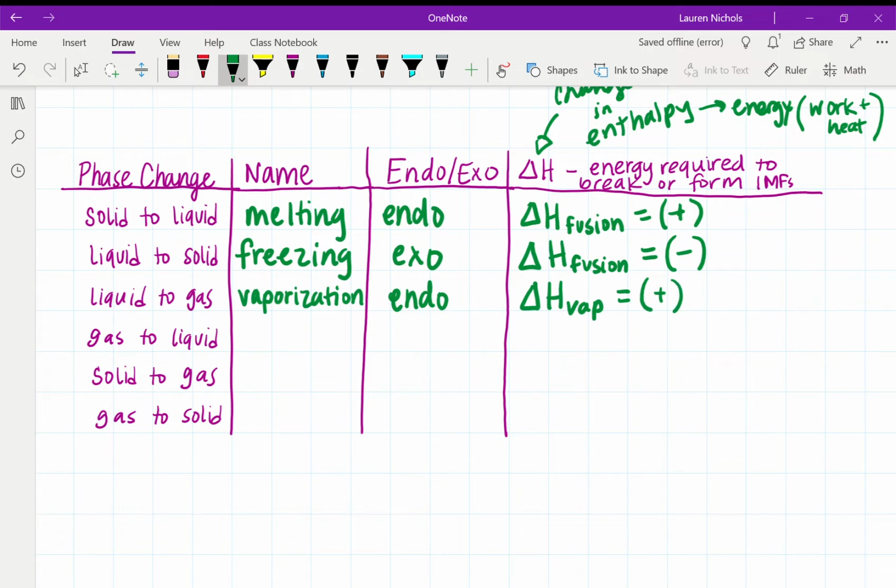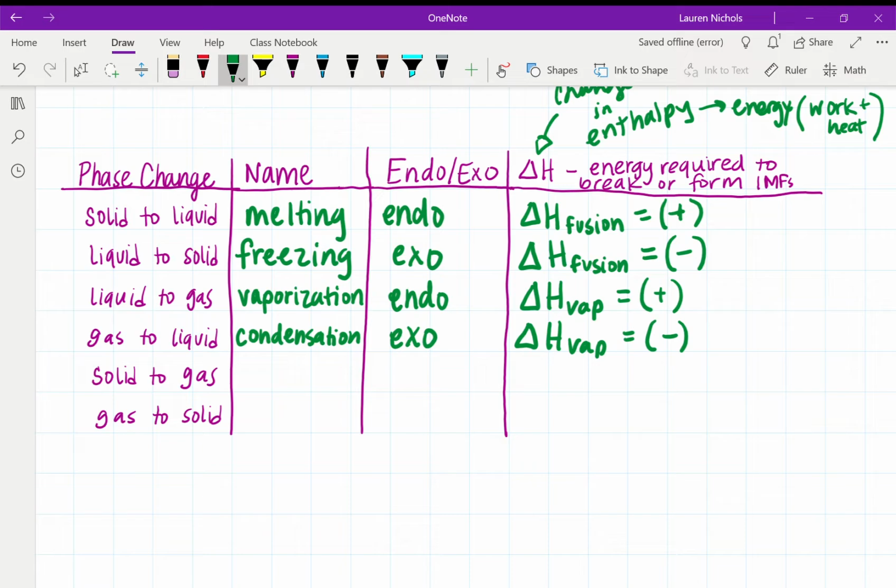Going from a gas to a liquid, the reverse of vaporization is condensation, and that is an exothermic process. Again, it's delta H of vaporization, but it's a negative value. Oftentimes they're only reported with a positive number, and if you're doing a cooling curve and not a heating curve, you have to remember to change it to a negative on your own.